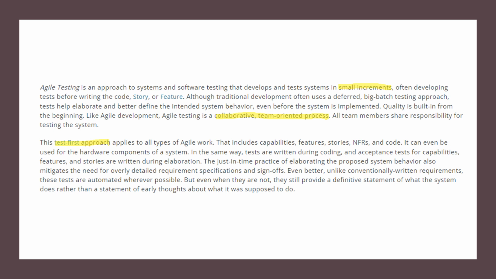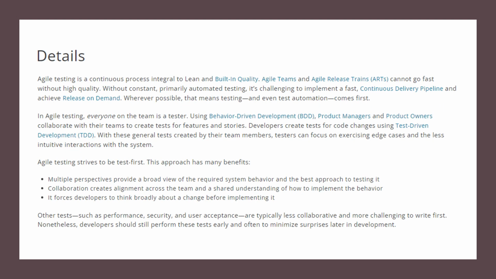The just-in-time practice of elaborating the proposed system behavior also mitigates the need for overly detailed requirement specification and sign-offs. Even better, unlike conventionally written requirements, these tests are automated whenever possible, but even when they are not, they still provide a definitive statement of what the system does rather than a statement of early thoughts about what it's supposed to do. Agile testing is a continuous process integral to lean and built-in quality.